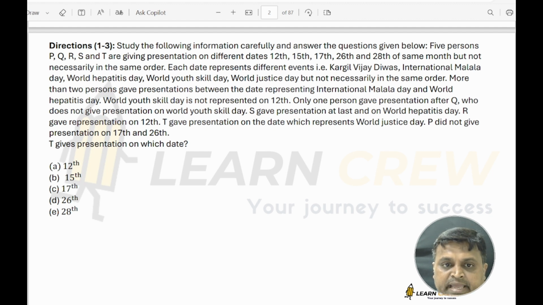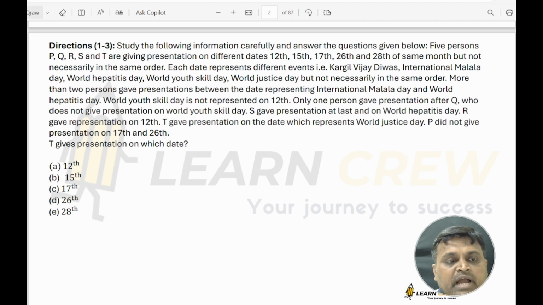World Youth Skill Day is not represented on 12th. Only 1 person gave presentation after Q. So who does not give presentation on World Youth Skill Day? S gave presentation at last on World Hepatitis Day. R gave presentation on 12th. T gave presentation on the date which represents World Justice Day. P did not give presentation on 17th and 26th.